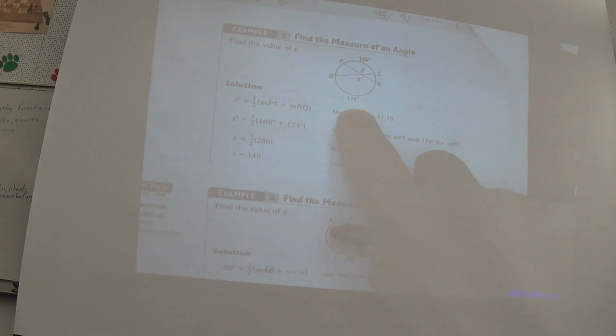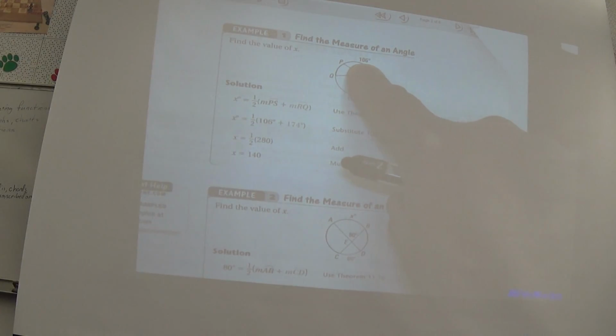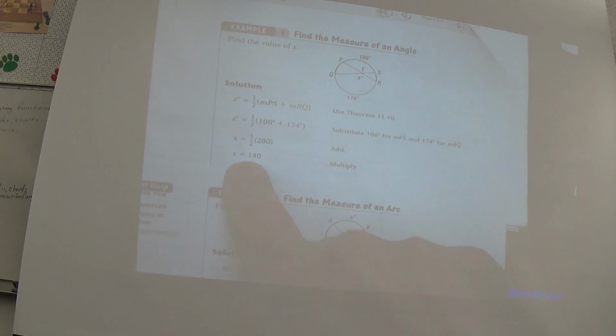Okay? So if we're looking for the measure of angle X, you take the measurement of its arc, which is 174, add the measurement of its vertical angle's arc, which is 106. 174 plus 106 would be 280, and divide that by 2, you get a measurement of an angle of 140 degrees.